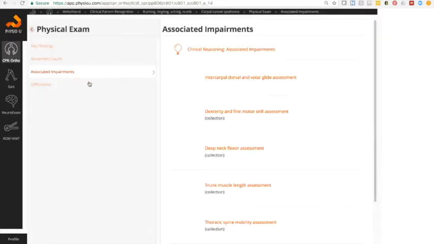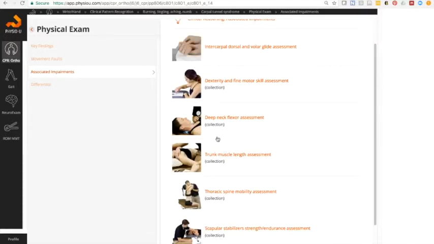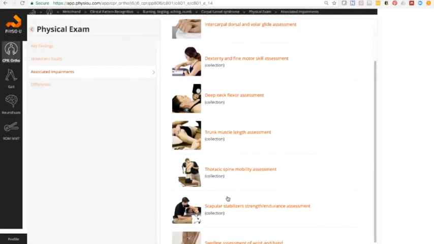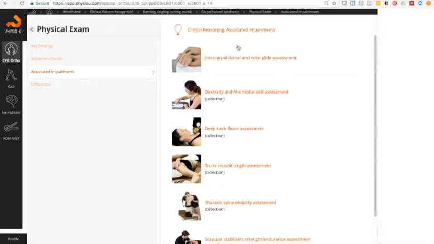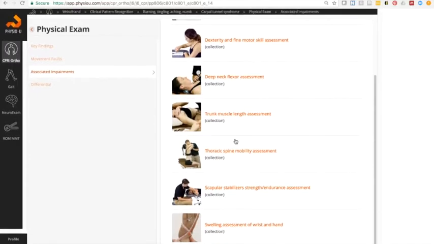In the associated impairments, certainly you may find a number of different impairments related to tightness of the upper trunk muscles, which might influence posture, spinal mobility, stiffness of the thoracic spine, weakness of the upper quarter. You can see there may be some dexterity loss that you can assess, and it's valuable also to assess whether there is loss of mobility at the wrist. And you can also use a figure of 8 measurement for swelling at the wrist and hand.